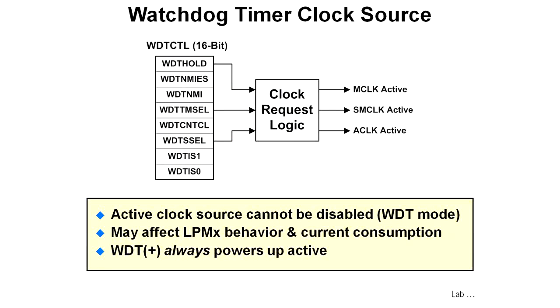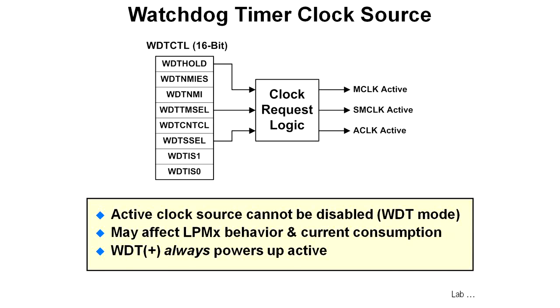There's an additional restriction on the Watchdog timer clock source, that you cannot disable the active clock source that you've selected for the Watchdog timer. The thing that you have to bear in mind is that some of the low power modes do things like turn off the DCO, they turn off the SM clock, they may turn off different parts, like they may even turn off the VLO. If you have your Watchdog timer sourced from one of those clocks and you try to go into a low power mode that turns off that source, you can't do that.